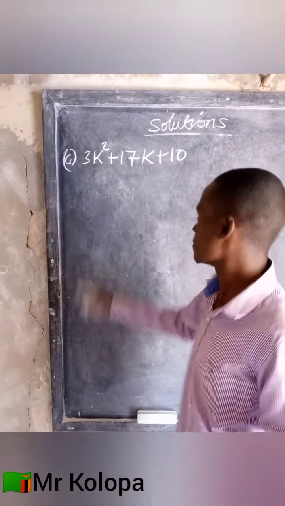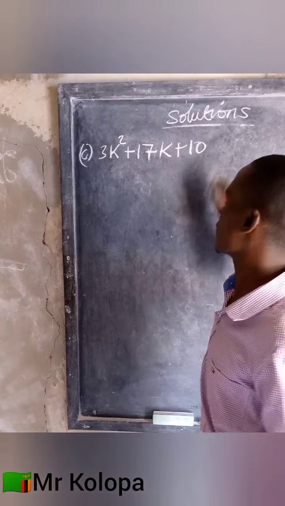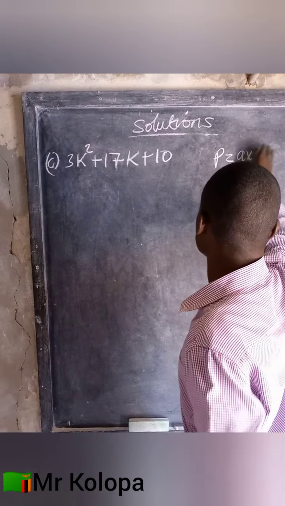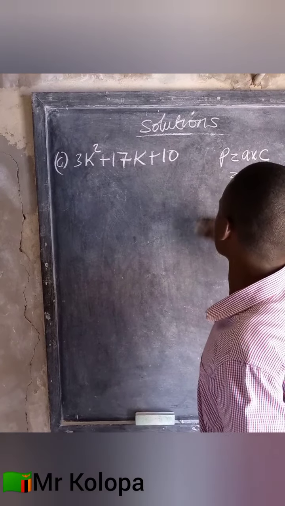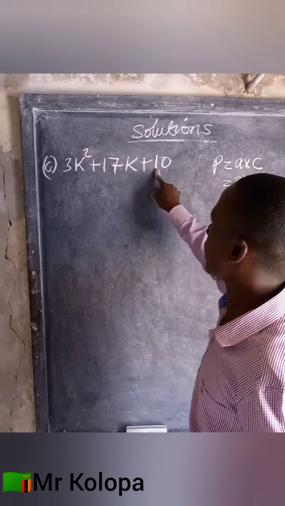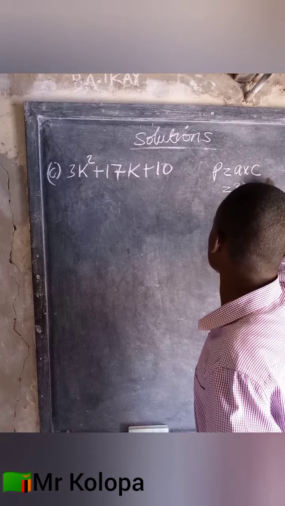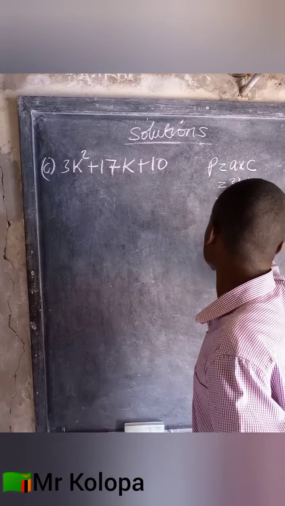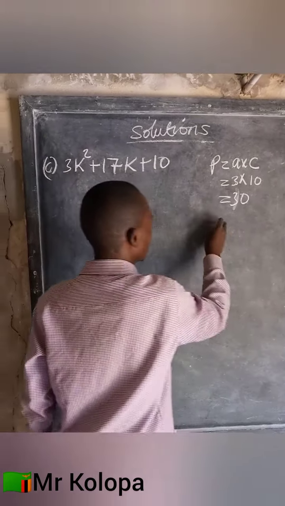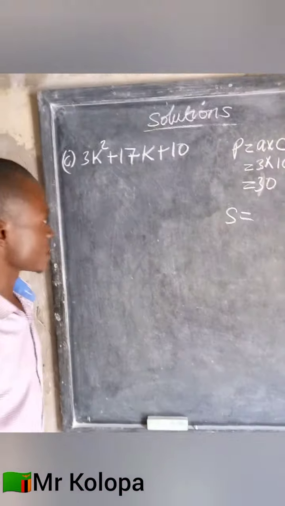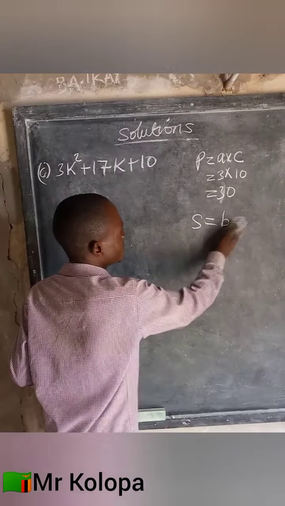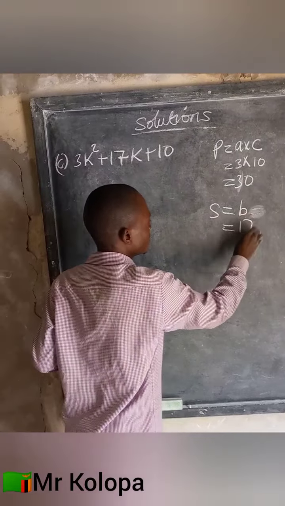We need to find the product because this is the quadratic. So your product, we said it's A times C. So what is A in this case? Our A is 3, times our C is 10. Yes, 30, sorry. So 3 times 10, you get 30. So your product is 30. Your sum is equal to B. So what is your B in this case? Your B is 17.